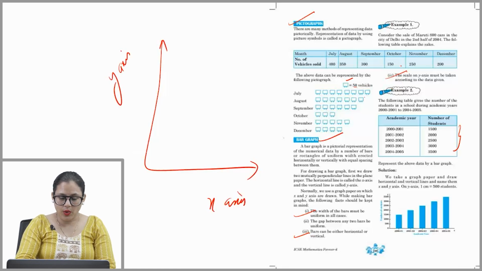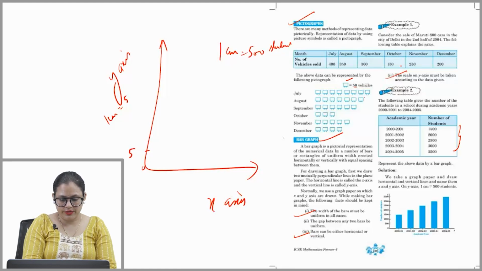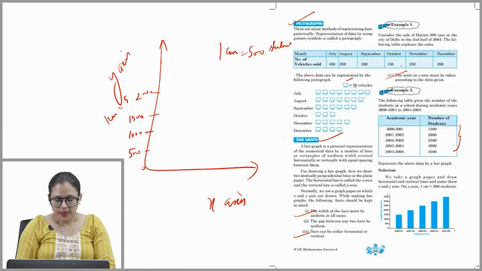On the y-axis, 1 centimeter equals 500 students. So we will start from 500, then 1000, then 1500, then 2000 and so on. And here on the x-axis we will mention the year, the academic year.